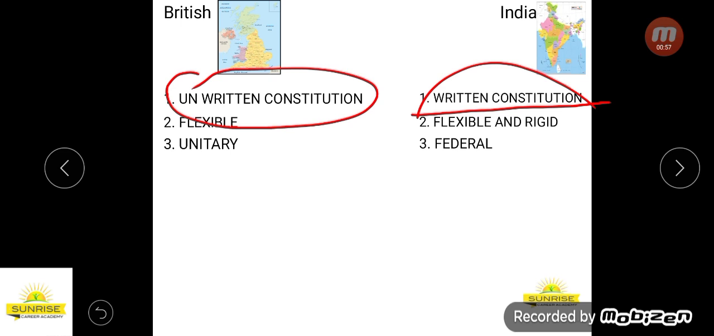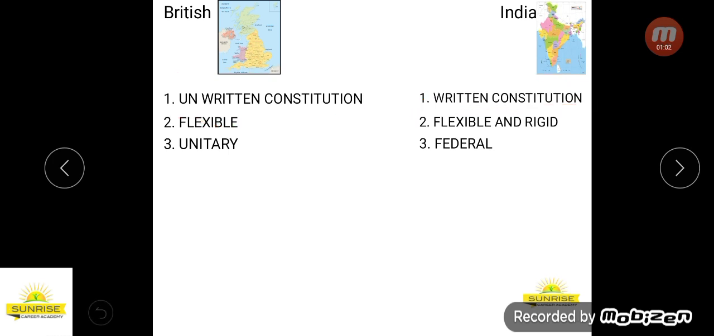Okay, the next comparison between the constitutions of the two countries is flexibility and rigidity. The British Constitution is very flexible. The British Parliament can do everything in their constitution. The one thing the British cannot do is change a man into a woman and a woman into a man. Otherwise, the British Parliament can do everything. So this is the flexibility of the British Constitution.